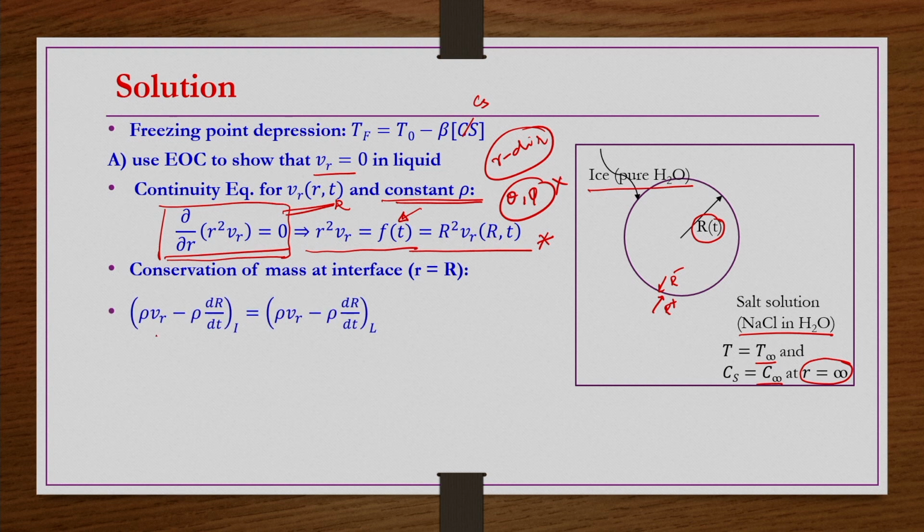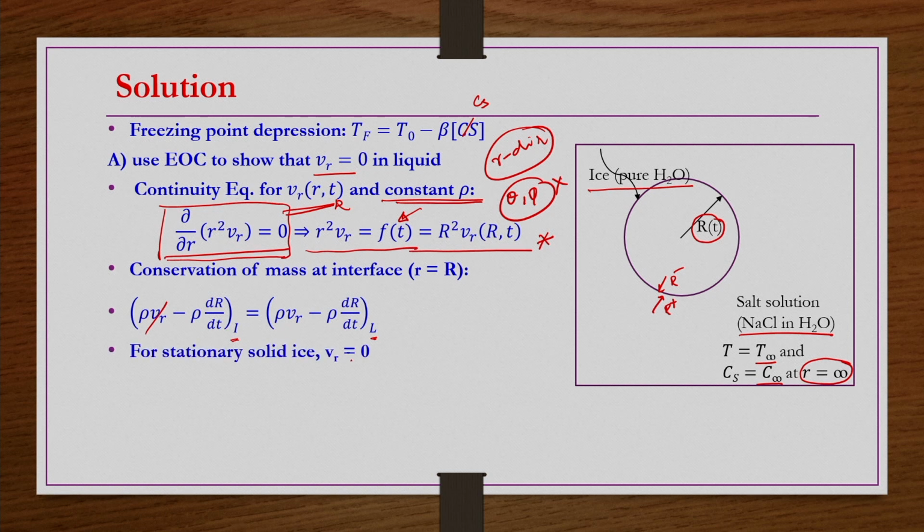So, rho Vr minus rho dR by dt in the ice is equal to rho Vr minus rho dR by dt in the liquid, right. In the ice there is no velocity, so Vr is 0. Now here, this is rho I, this is rho L, this is also rho L.